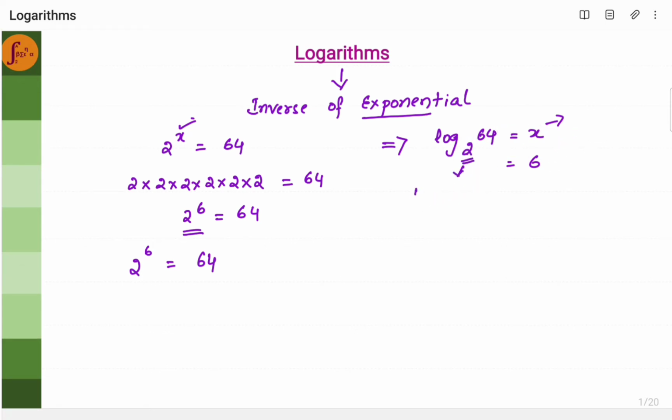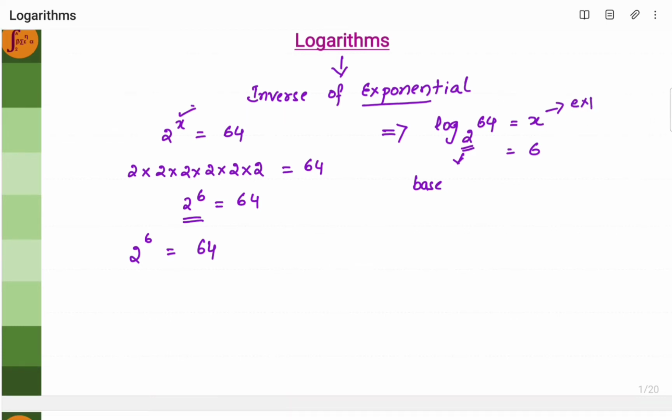We call this 2 the base. And we call 64 any number, say y. This x is nothing but the exponent or the power. Exponent, power, index all mean the same. So x is the exponent, 2 is the base, and 64 is any number. Now, if I have to write this in exponent form, how will I do this? We'll have to take the base 2 and have the power as x, and it's equal to 64. This is how you write in exponent form.